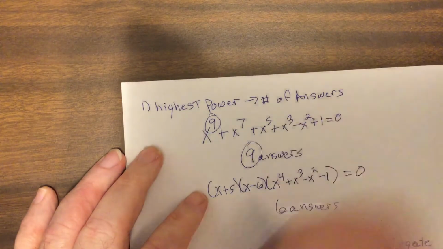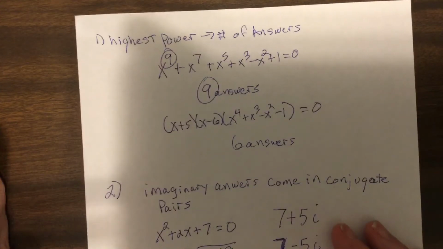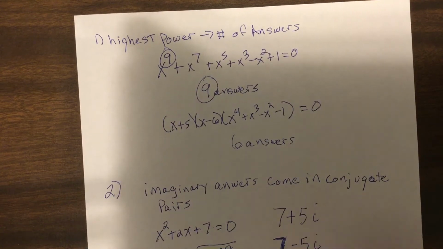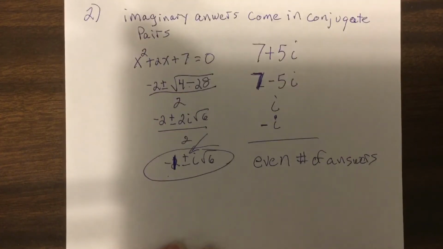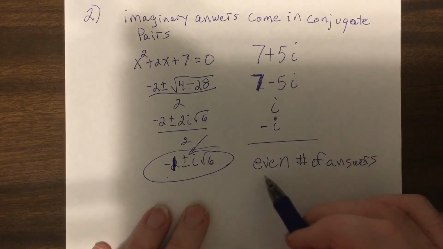So, for this problem up here, if I said, could all the answers to this problem be imaginary, you'd have to say no. The most it could be is 8, because it has to be even. They have to match in pairs. So, given one, you should be able to find the other, and it has to be an even number.